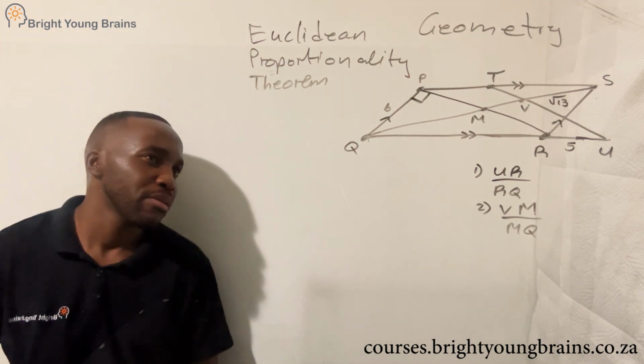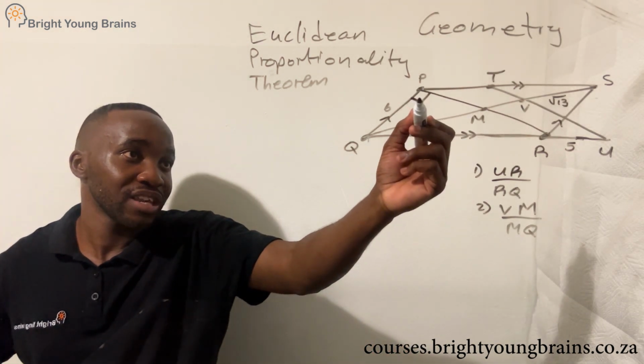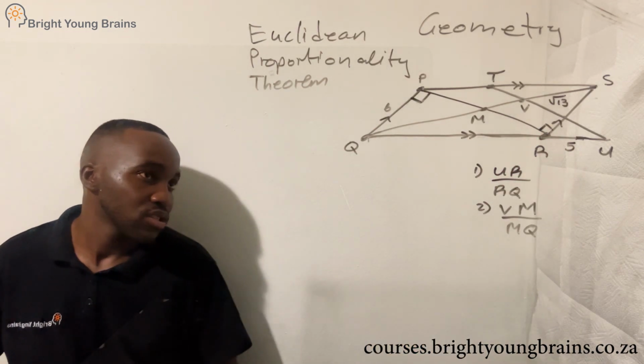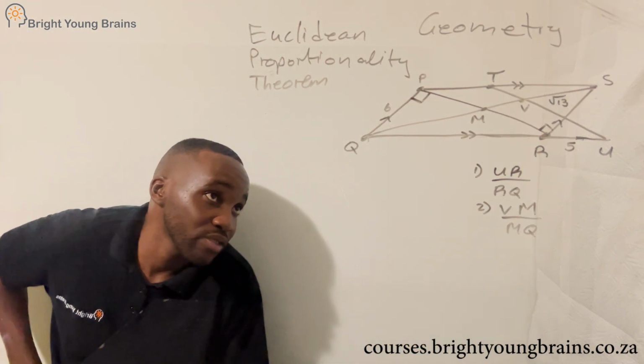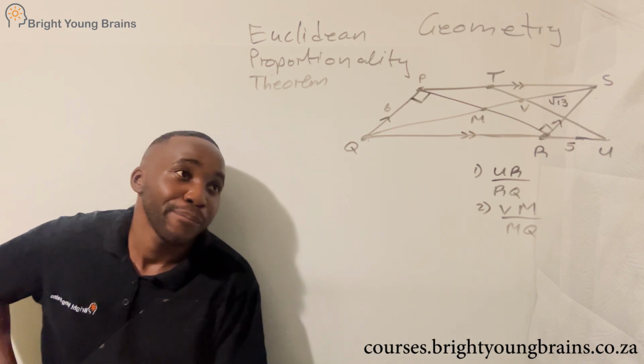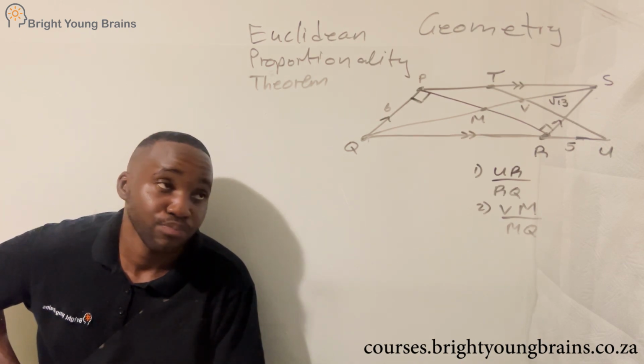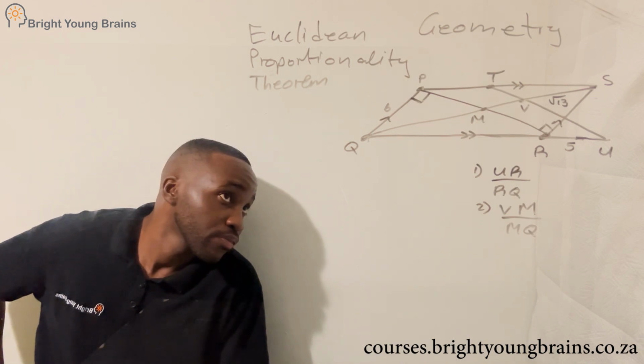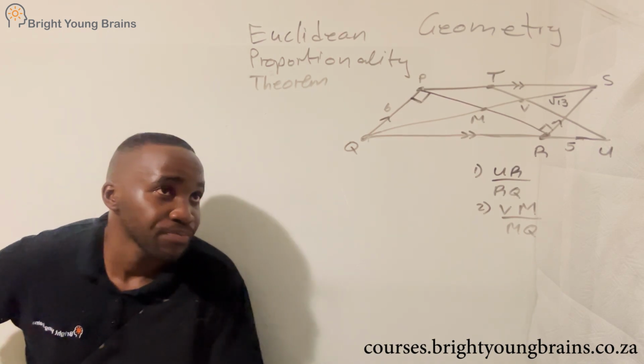But then fortunately, this is a parallelogram, so if this is 90 degrees, it means that this is also going to be 90 degrees. So we might as well just make use of that piece of information, because they have told us that this is a parallelogram. So angle PRS is equal to 90.